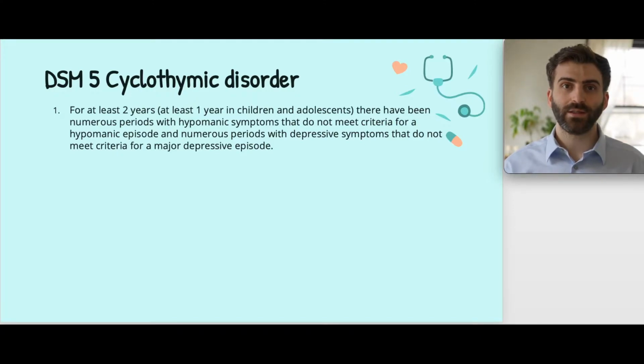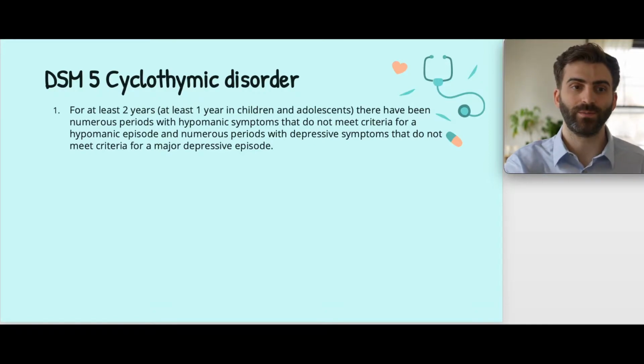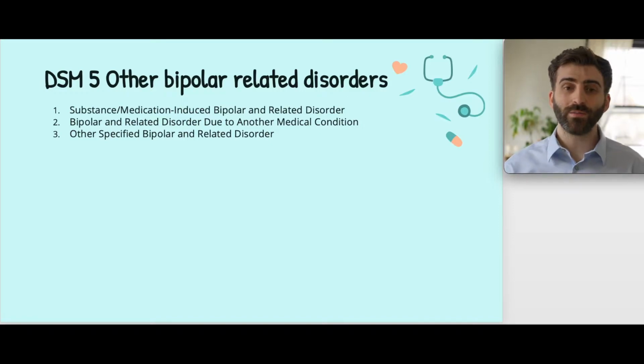Cyclothymia is, again, where the patients don't quite meet the criteria for hypomania but have some of the symptoms, and don't quite meet the criteria for major depressive disorder but have some of the symptoms. Additionally, these symptoms last for quite a long time, so at least 2 years. There are some other subcategorizations in the DSM-5.